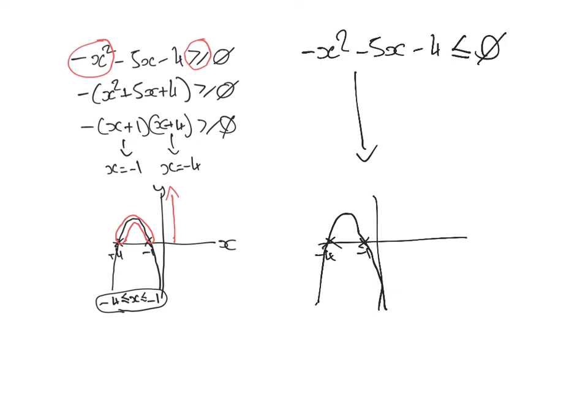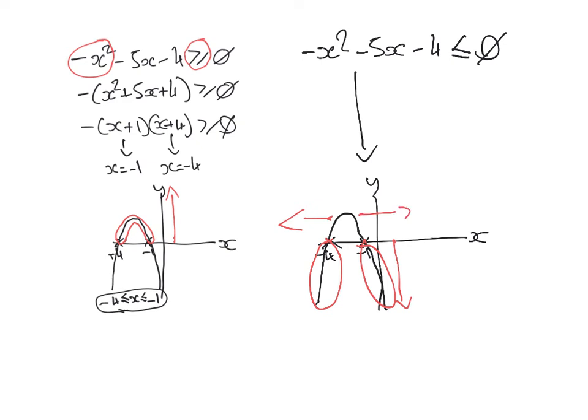So where is this graph less than or equal to 0? Or where is it below the x-axis? Yeah, so it is below the x-axis when it's that way. So it's that bit, and it's that bit. So it's all x values going that way, and all x values going that way. So we've still got the solution.